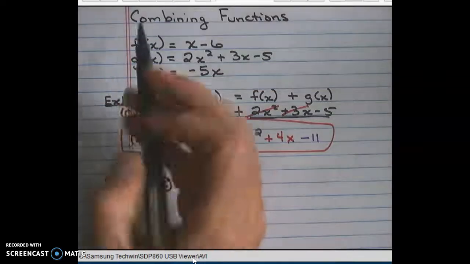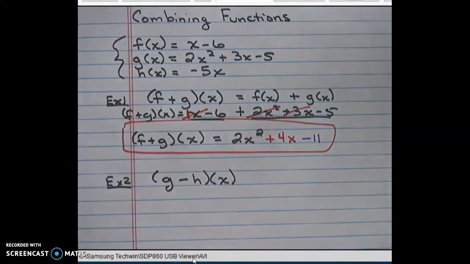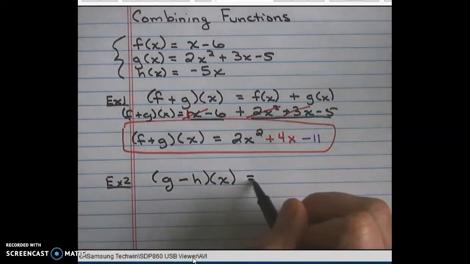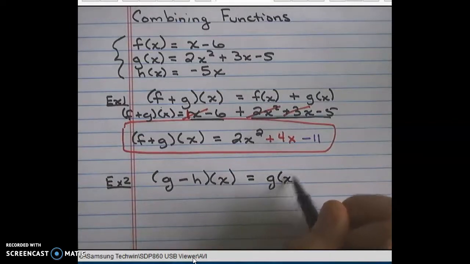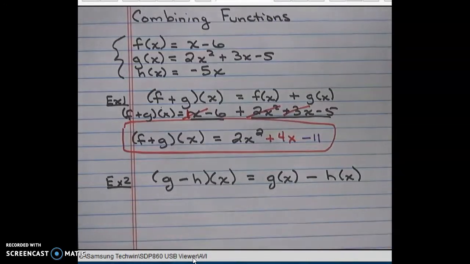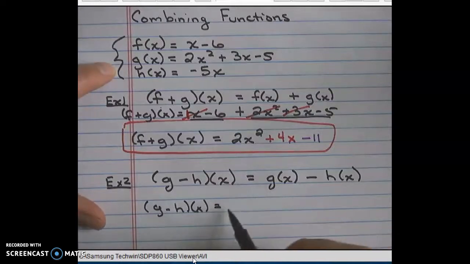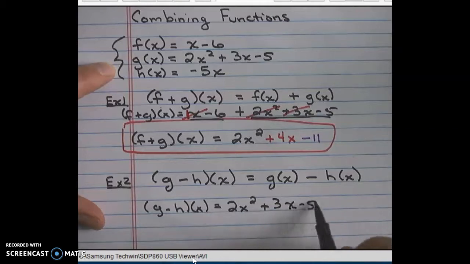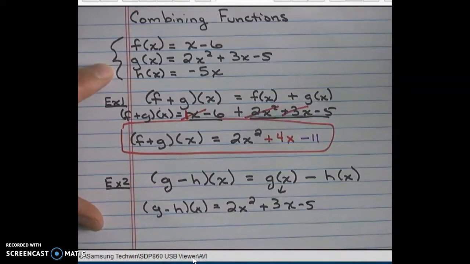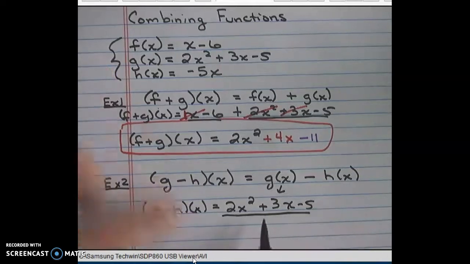So they gave us the 3 functions up here, and now they want us to take the g function and subtract the h function. And so I can think of that as 2 separate things. I can think of g of x, and then I'm going to subtract the h of x function. So if I look at this, my g of x equation was 2x squared plus 3x minus 5. So I'm just going to write what g of x was. That's what that equation is, and again, I got that from the top.